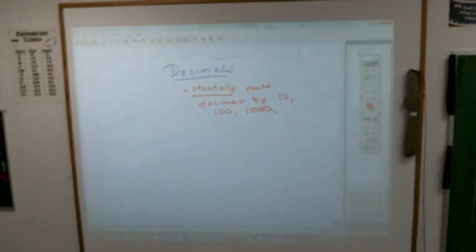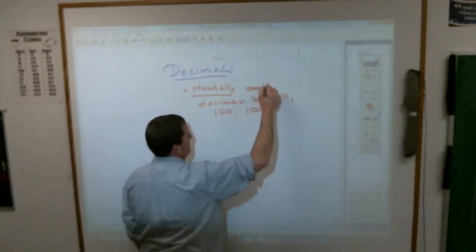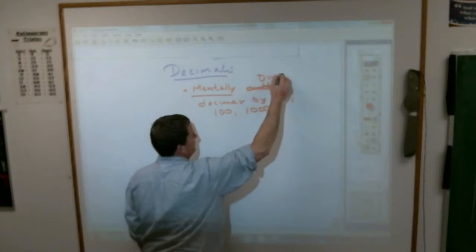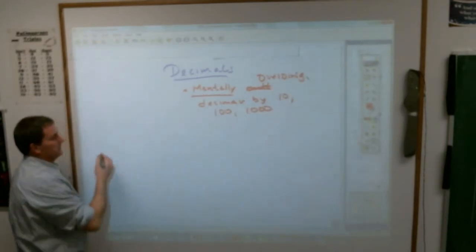And the basic gist of that is this. Oh, I'm sorry. Let's cancel that. We did multiply. Today is dividing. I just looked at the wrong words. And as a quick review, let's see if you remember this.